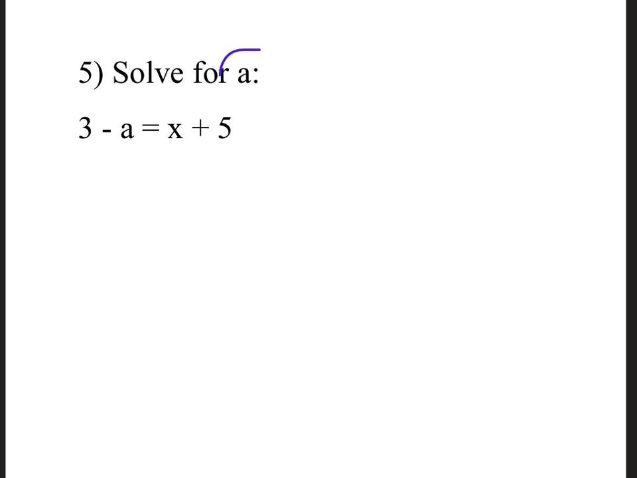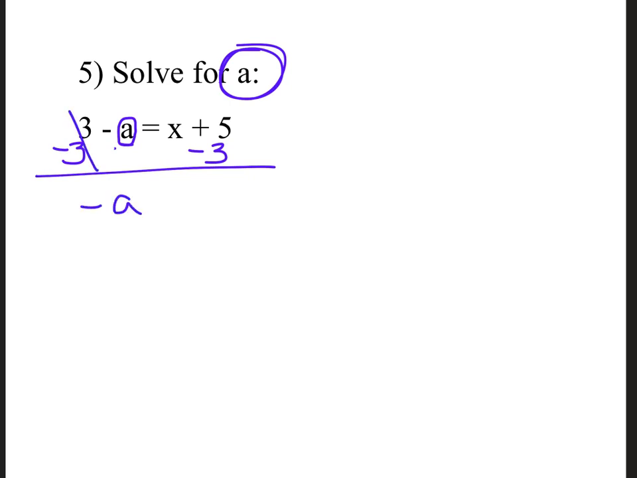Okay, solve for a. So they love throwing x in there, or apparently I love throwing x in there when we're solving for a different variable. So a is the one that's not moving. Everything else is going to move. There's no like terms on either side. So we need to just get rid of this stuff on this side with the a. So first we add or subtract. So 3 is positive, so I'm going to get rid of it by subtracting 3. So then that's negative a equals x plus 2.